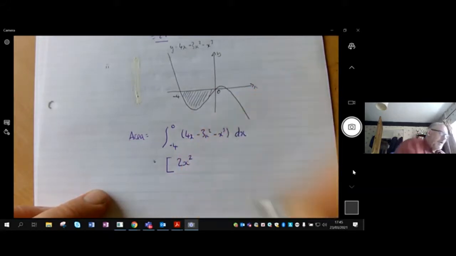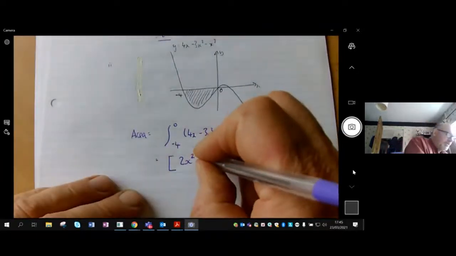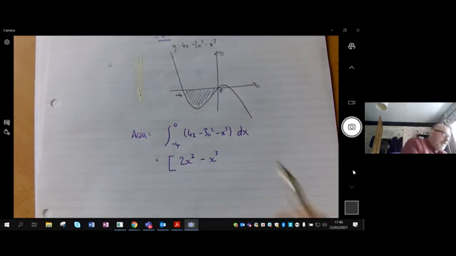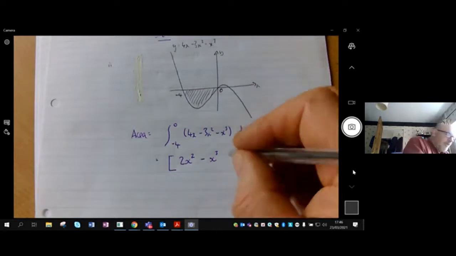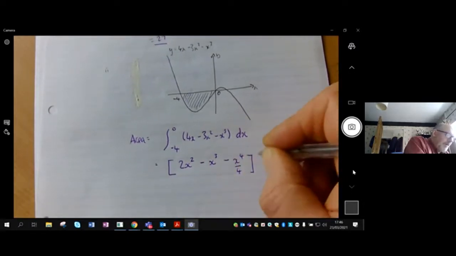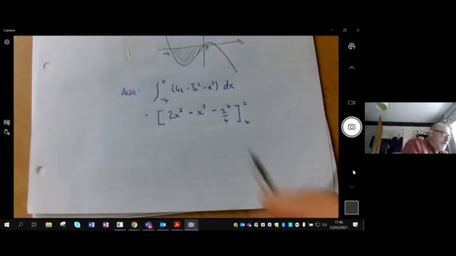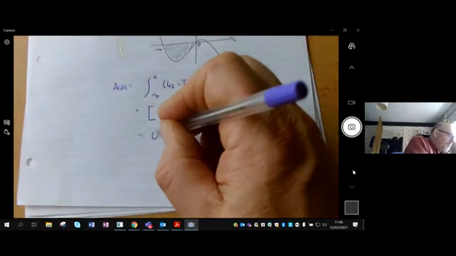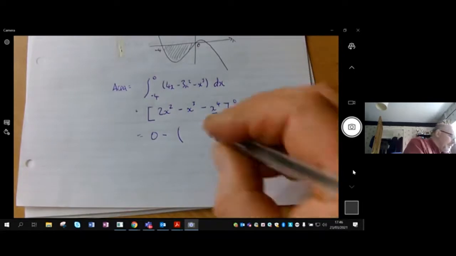We'll get 2x squared. It's 4x squared divided by 2 minus x cubed. I'm doing a little bit more in my head because it's 3x cubed divided by 3 and the 3's cancel. Minus x to the power 4 over 4. And my limits are 0 and 4. Don't make heavy work of this. Just have to tell you, Mr. Bentley, we've had 4 correct answers so far. Oh, excellent. So, 0, minus, and 2 squared, 16. 4 squared, 16, times 2 is 32.